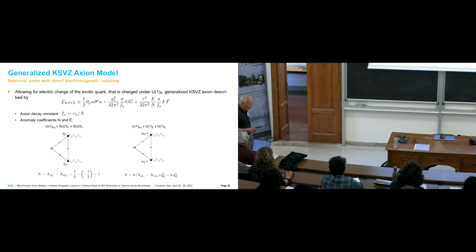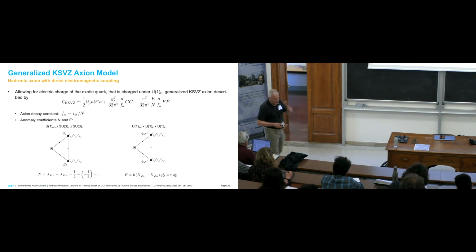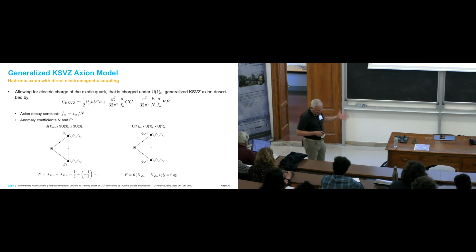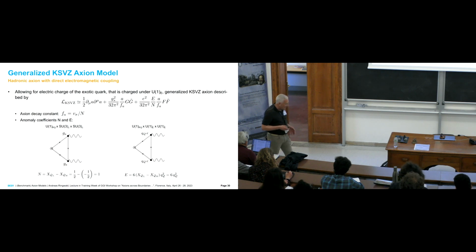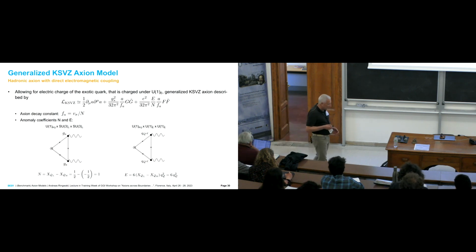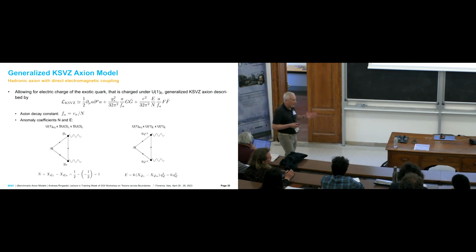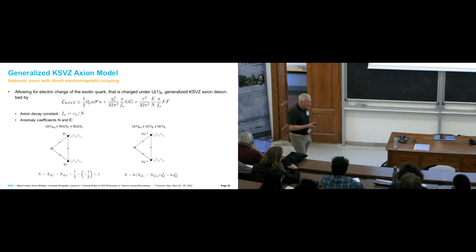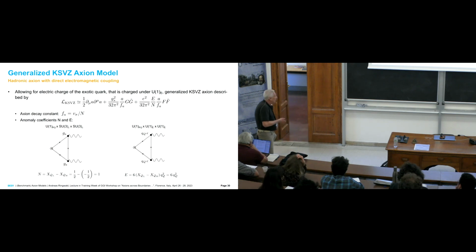Now, one can of course also generalize this case, the KSVZ axion model. We started with the quark being a singlet under SU(2) left and also a singlet under U(1) hypercharge. Now we can just allow the coupling, for example, that this exotic quark is charged under the U(1) electromagnetic.